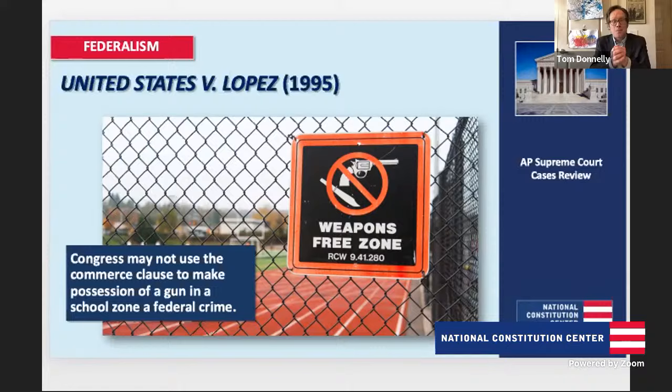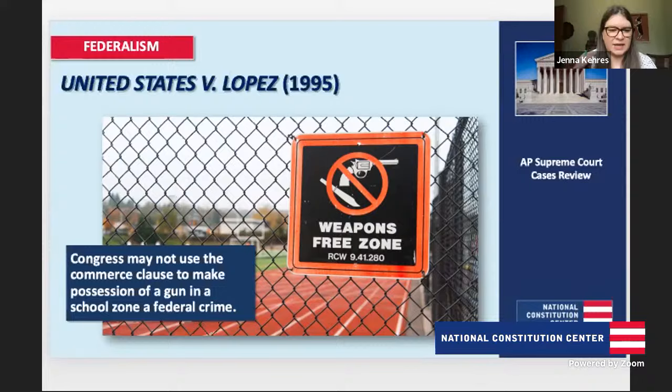This law exceeds the powers of Congress. Carrying a gun into a classroom is not an economic activity, and it's not substantially enough related to interstate commerce to justify a congressional law. And so therefore it's struck down; that law is unconstitutional.